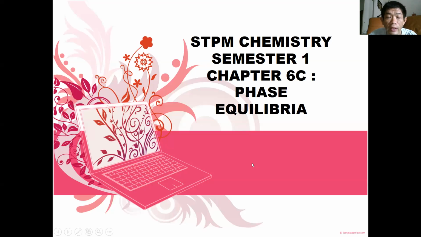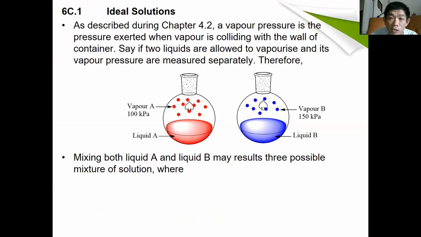Okay, so we are going to enter the final subtopic for chapter 6, which is 6C, phase equilibria. So what are we going to learn in this chapter? We are basically going to learn about phase equilibria, about mixtures of two liquids.